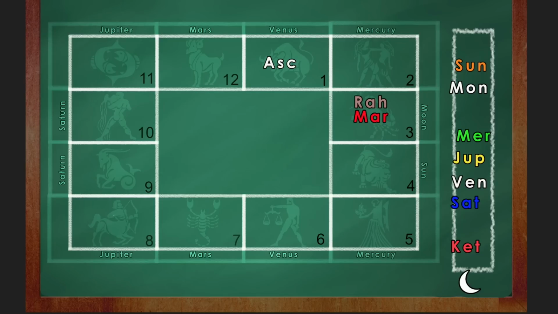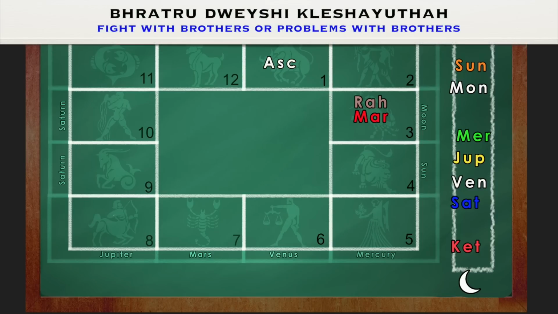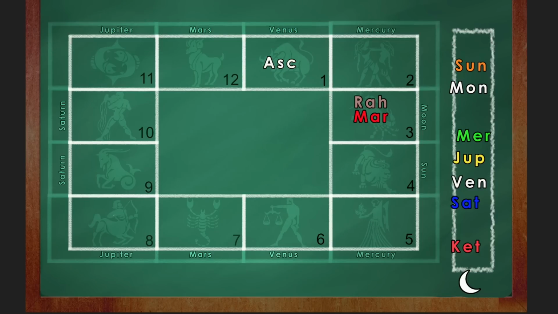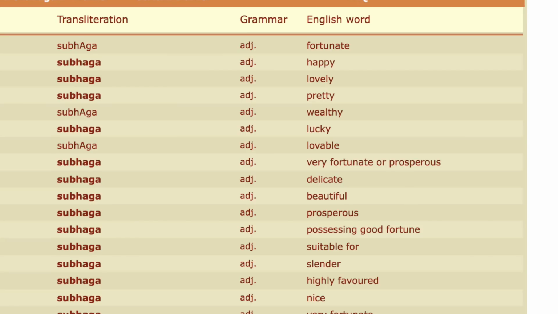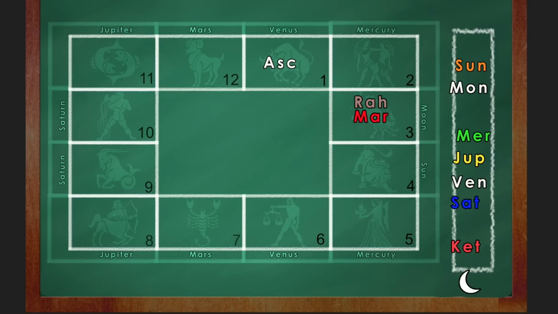He will have inimical relationships with his brothers and will face difficulties on that account. Bratru, brother, Bratru Dveshi, Kleshayuta, Subhaga. Here Dr. G S Kapoor says his wife will have a well-shaped female organ, but when I looked up the spoken Sanskrit.de, I found out the following. Let me show that to you. Once again, I leave it to you to make your conclusions.